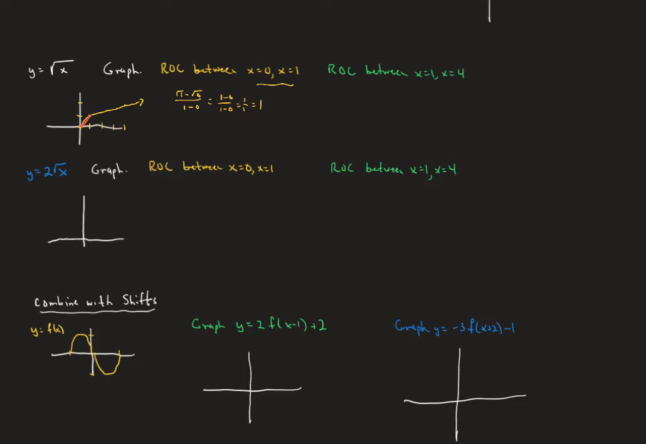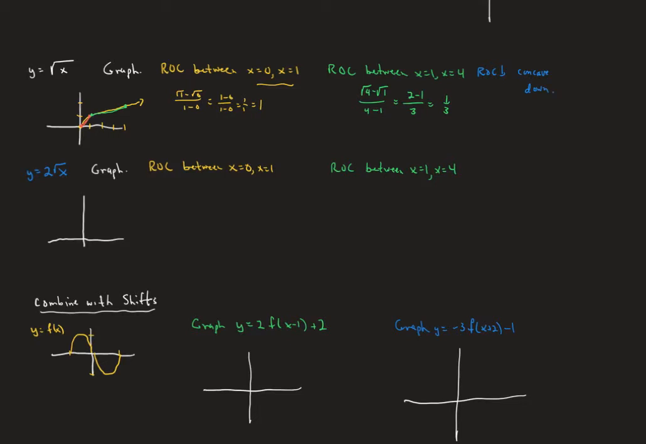For 1 and 4, we're going to get square root of 4 minus square root of 1 over 4 minus 1. Square root of 4 is 2, square root of 1 is 1, so we're going to get 1/3. So if we look at the rate of change between those 2 points, you can see that the rate of change has decreased. And if you remember, when the rate of change is decreasing, we say that means the function is concave down.